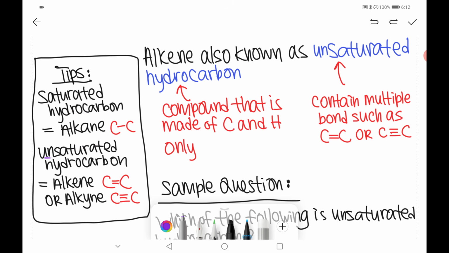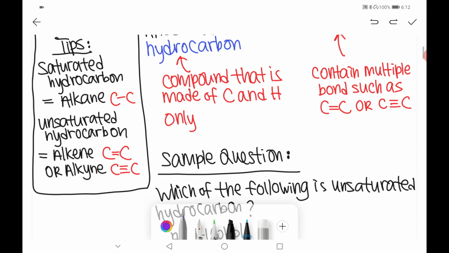When you see unsaturated hydrocarbon, there are two possibilities. It can be alkene, which we learned today, or it can be alkyne, which we will learn in the next subtopic. Alkene has a carbon-carbon double bond. Alkyne has a carbon-carbon triple bond. So remember, when you have a double bond or triple bond, it is unsaturated. When you have a single bond, it is saturated. So you have to be careful.